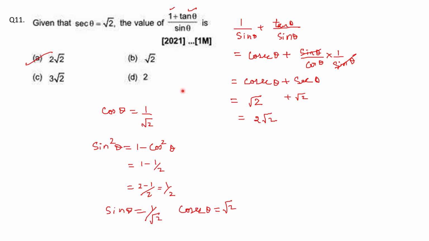And it has been observed that in each board exam, minimum 7 to 8 marks questions come only from trigonometry. So easily you can score those marks. Let's move to question number 12.